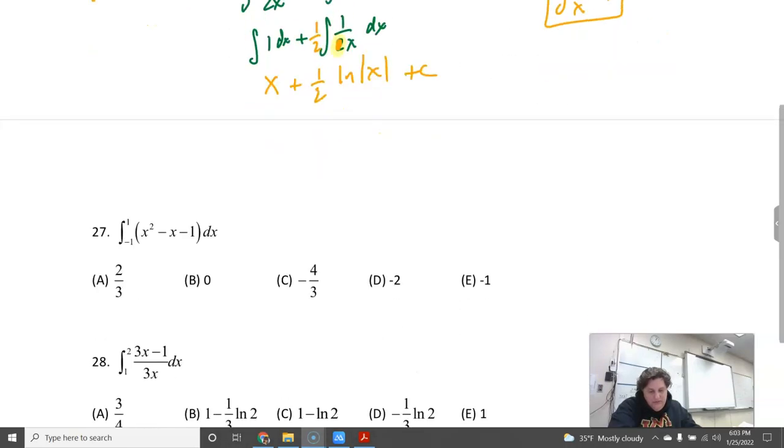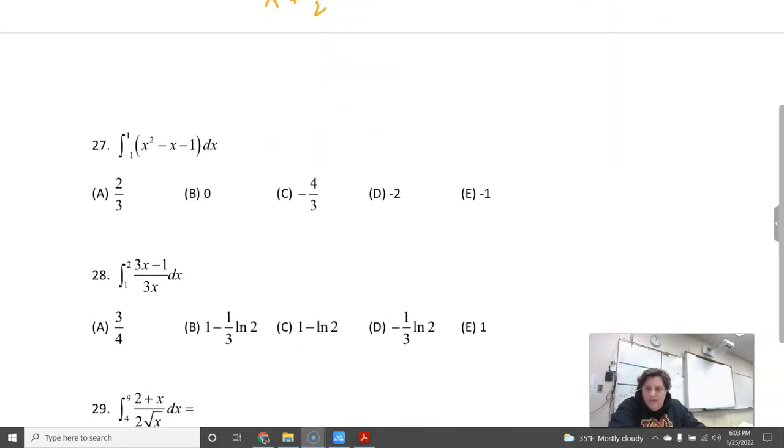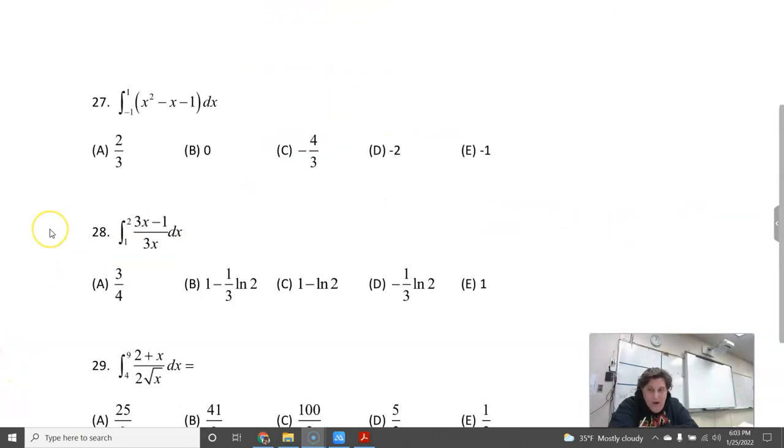Okay, friends, we are almost done. Let me check this last page and see if I made any weird mistakes. Hang tight. Okay, here we go.